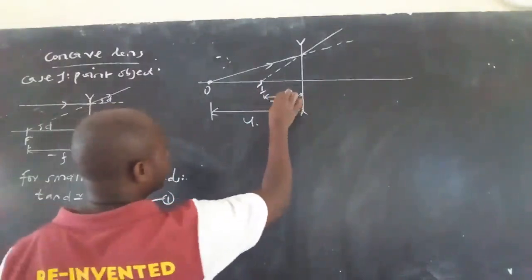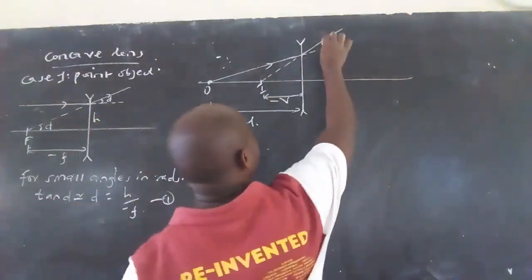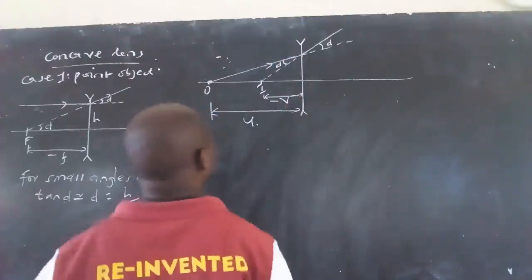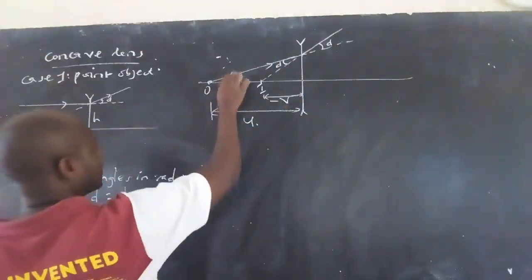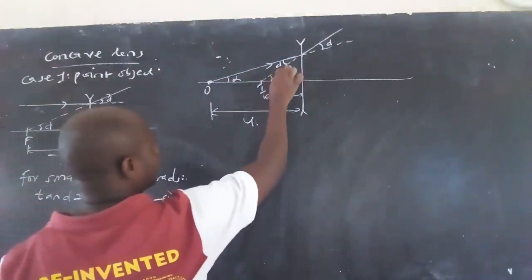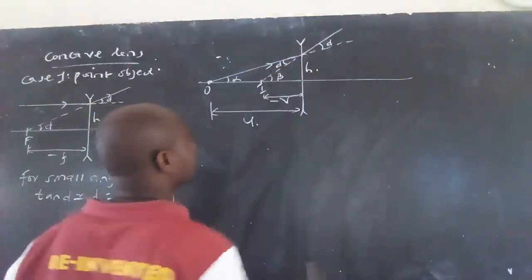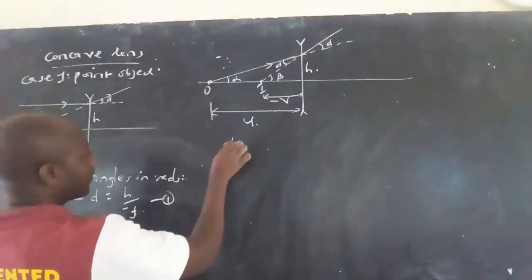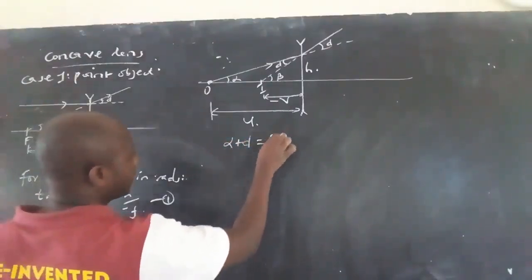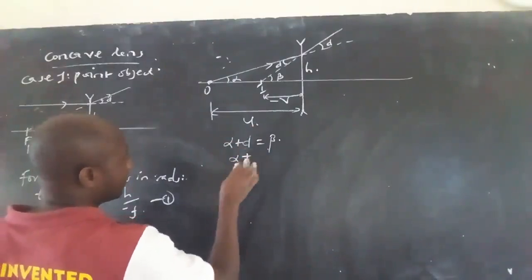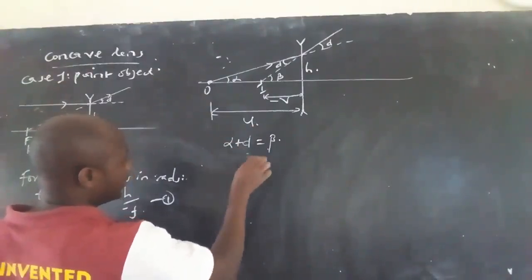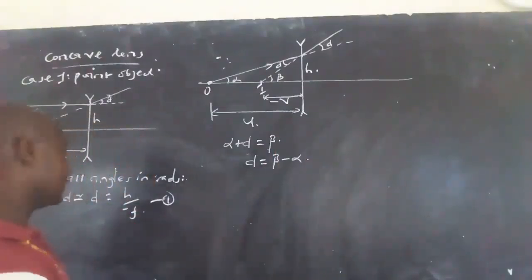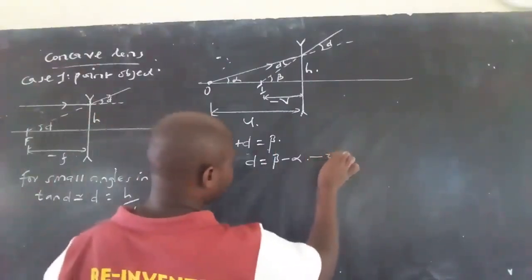Then this image is I at a distance which is negative V. This arm here is D, which arm here is also D. Then we shall say this is alpha. This is beta. This is H. So we shall now say that the sum of two interior angles, alpha plus D, should give us beta. So D will become beta minus alpha. That's equation 2.